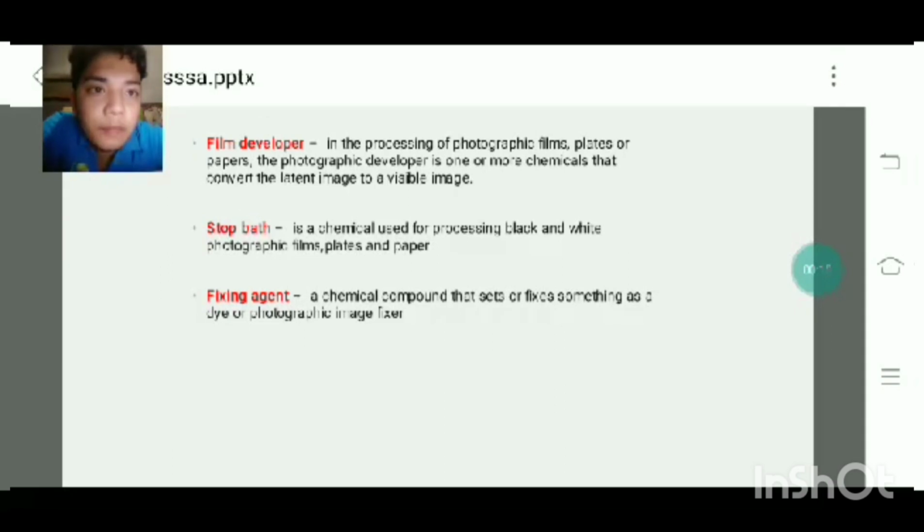Film development. In the processing of photographic films, plates, or papers, the photographic developer is one or more chemicals that convert the latent image to a visible image. Stop bath is a chemical used for processing black and white photographic films, plates, and paper, and a fixing agent is a chemical compound that sets or fixes something, such as a dye or photographic image.